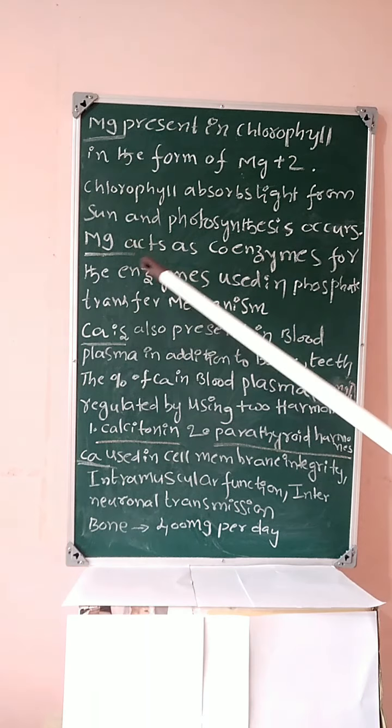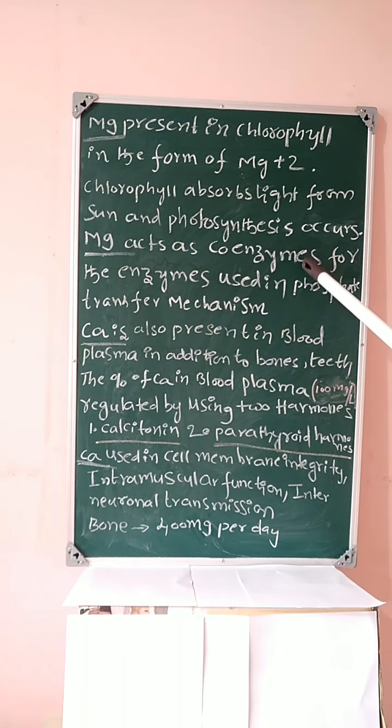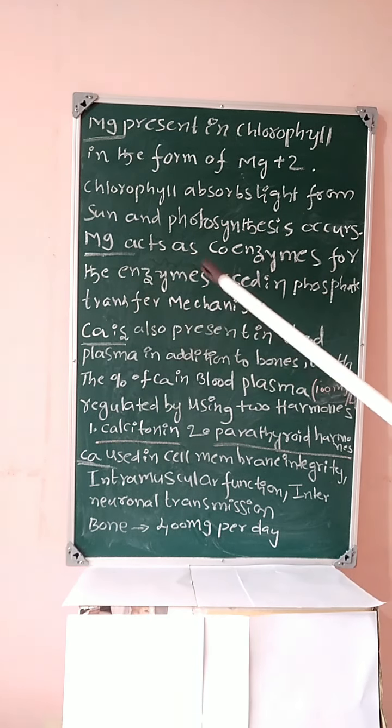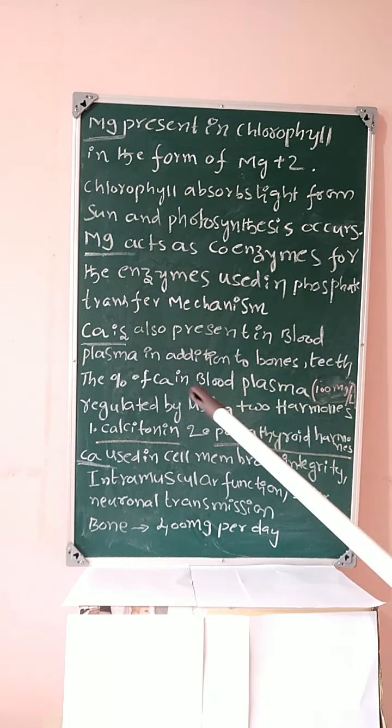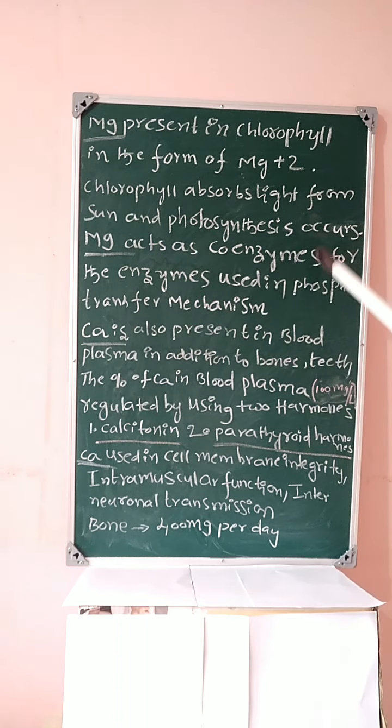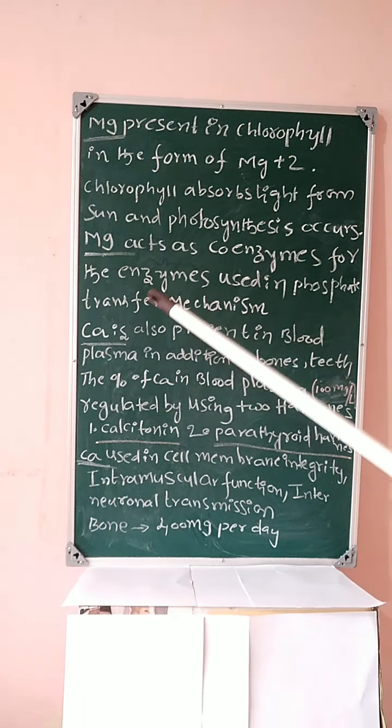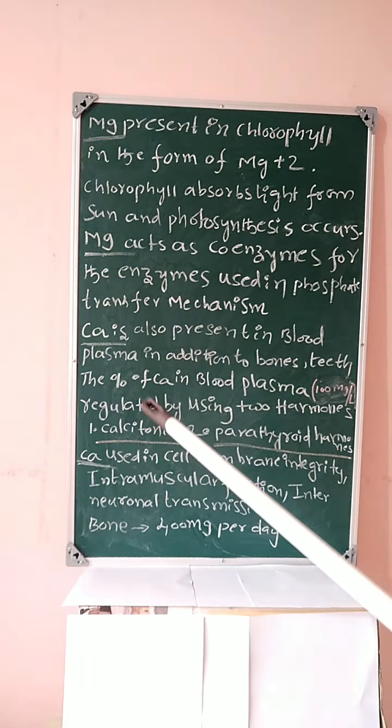Once again, magnesium acts as coenzyme for the enzymes used in phosphate transfer mechanisms. Those enzymes which are involved in phosphate transfer mechanism require some coenzymes. That is magnesium. Magnesium is completed, student. Next, calcium.